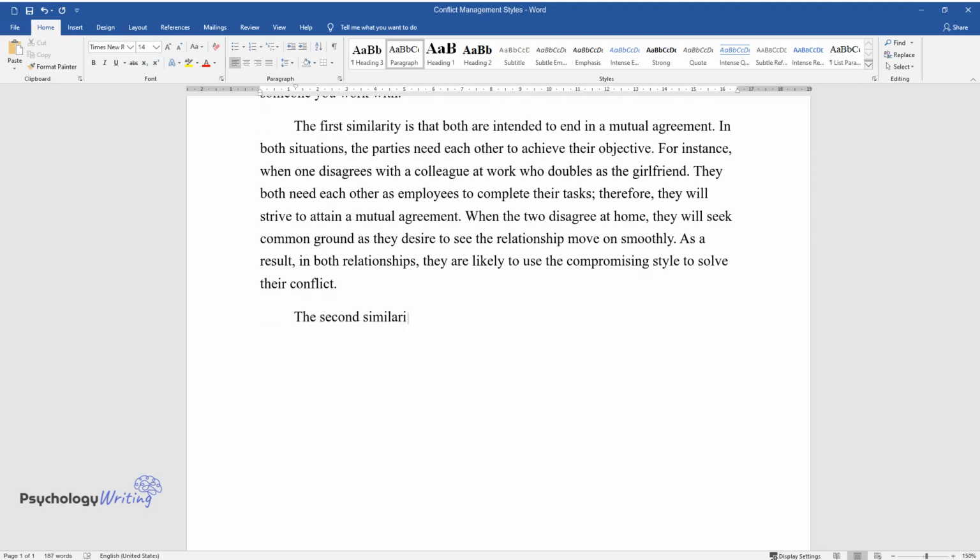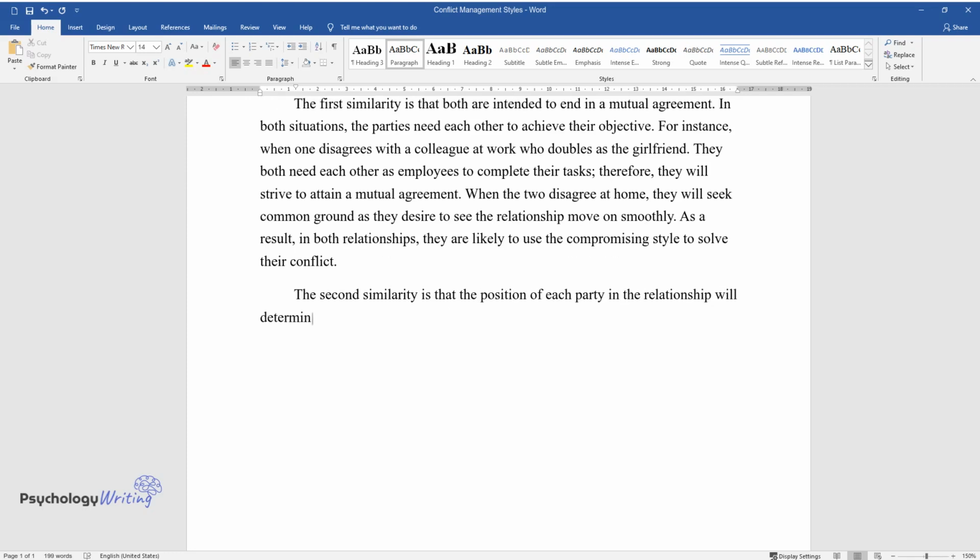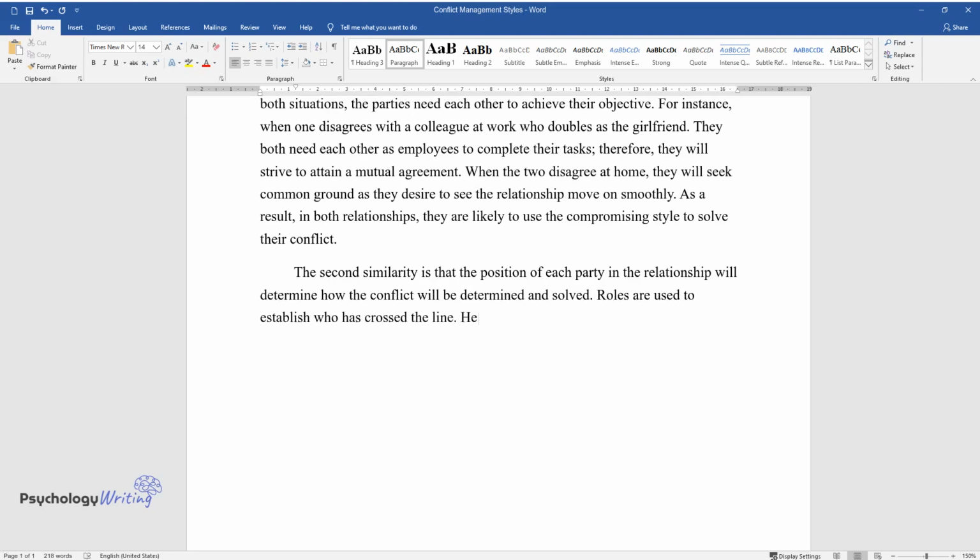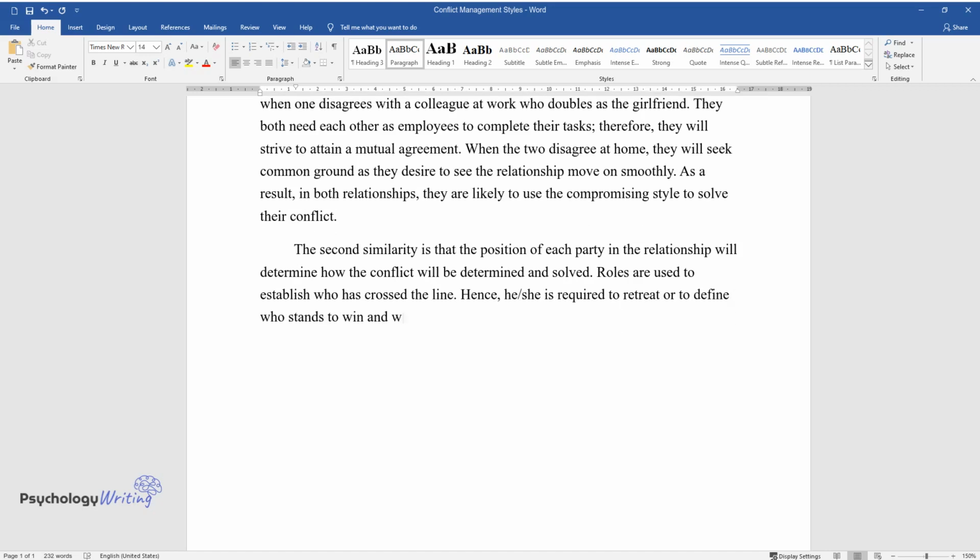The second similarity is that the position of each party in the relationship will determine how the conflict will be determined and solved. Roles are used to establish who has crossed the line. Hence, she is required to retreat or to define who stands to win and who will lose.